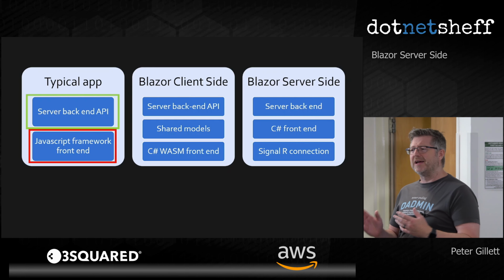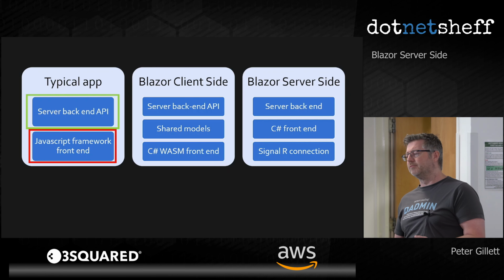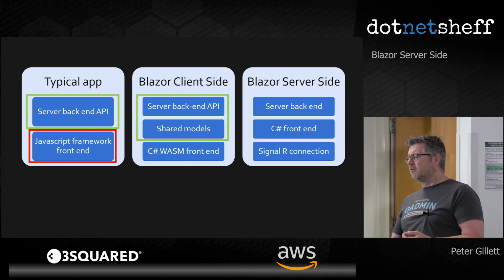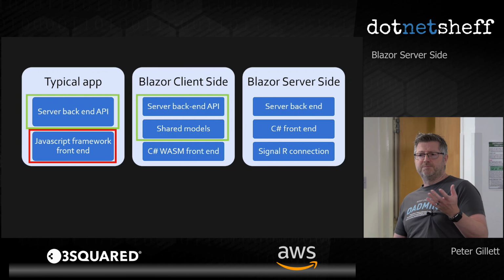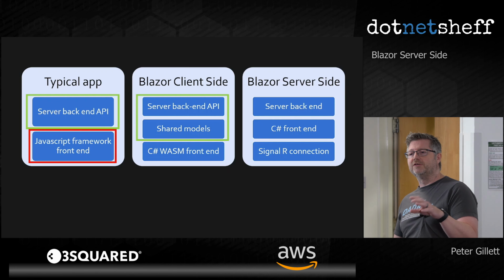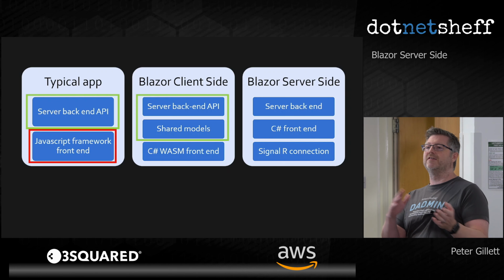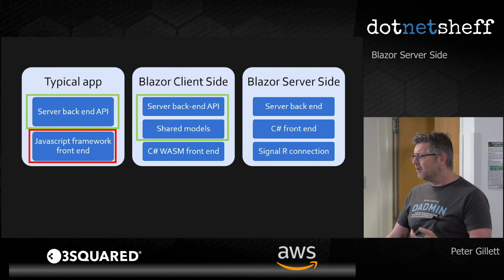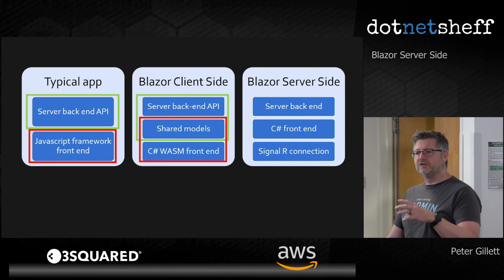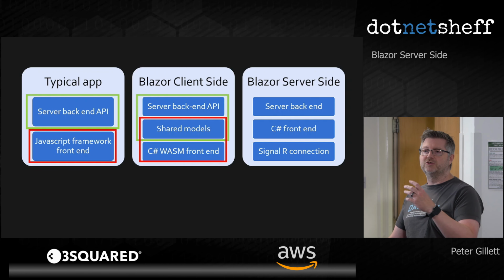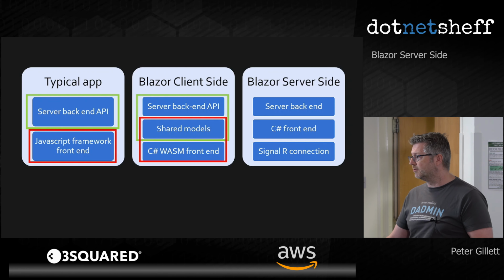Blazor client side isn't massively different to using other frameworks for your front end. The main difference with client side is that you've got your back end still on your server, and then you can have shared models between your front end and your back end. They're your model definitions more than anything. And then on the front end, you've got your C#, which compiles to WASM and can also use that shared project with the same models.